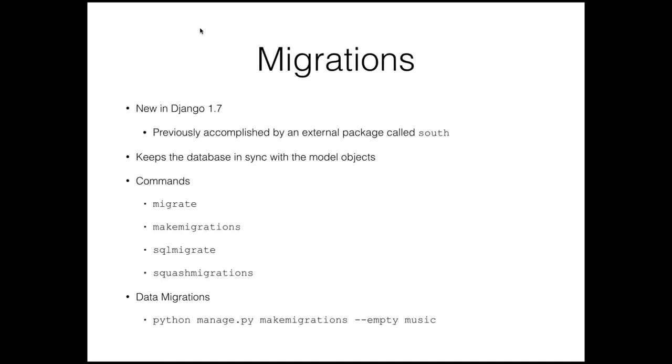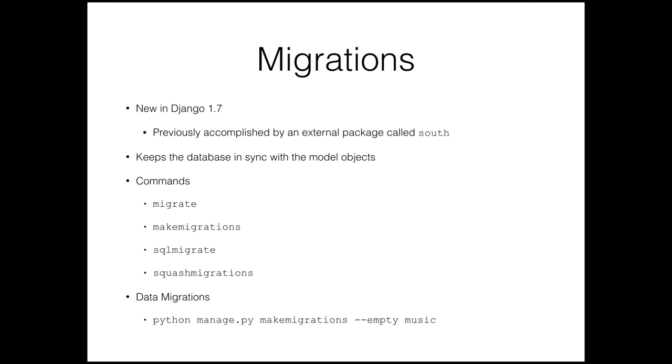So migrations is something that is new in Django 1.7. Before that, it was done using an external package called South. We are still using Django 1.5, but for this example, I use 1.7 so that I can demonstrate this. Basically, you can keep the database in sync with your object model whenever you create a new object type.